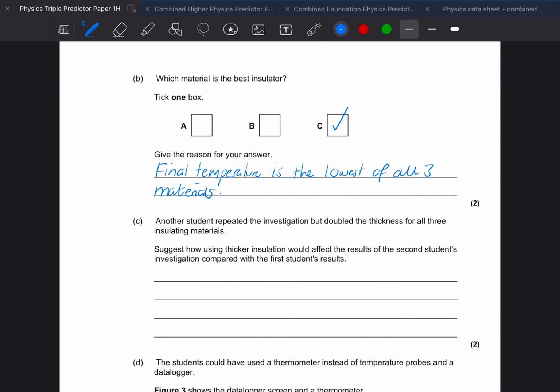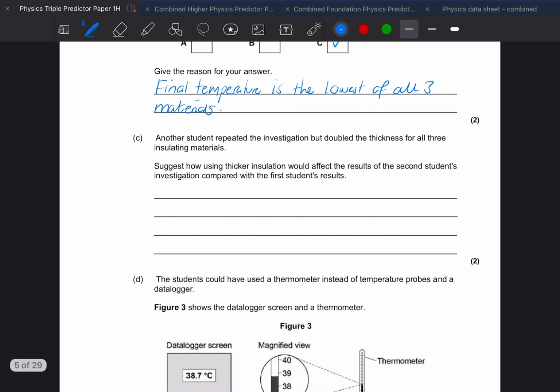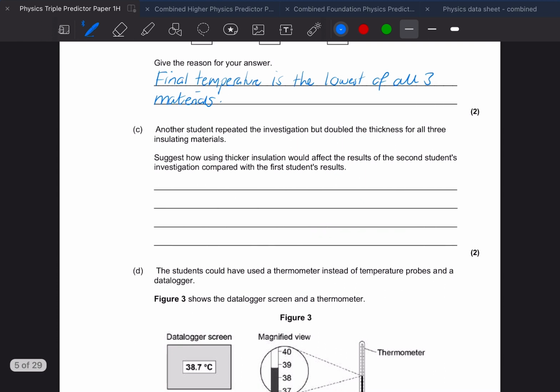Right, let's look at part C. Another student replicated the investigation but doubled the thickness for all three. Suggest how using a thicker insulation would affect the results of the second student's investigation compared with the first. Well, if we've got thicker insulation, then we would expect the temperature increase to be slower because the energy transfer would be less, because the whole point of insulation is it slows down energy transfer.